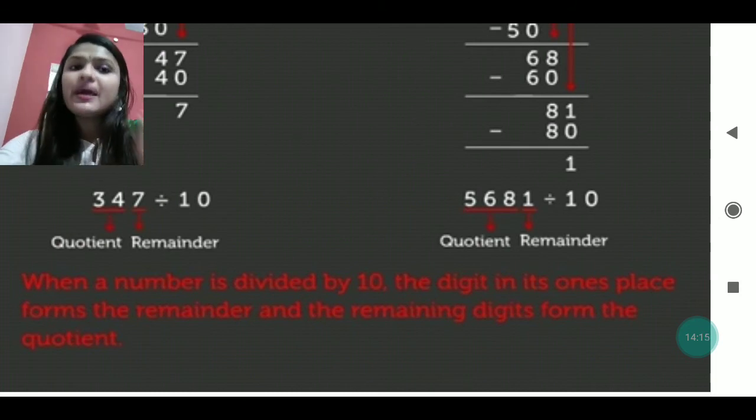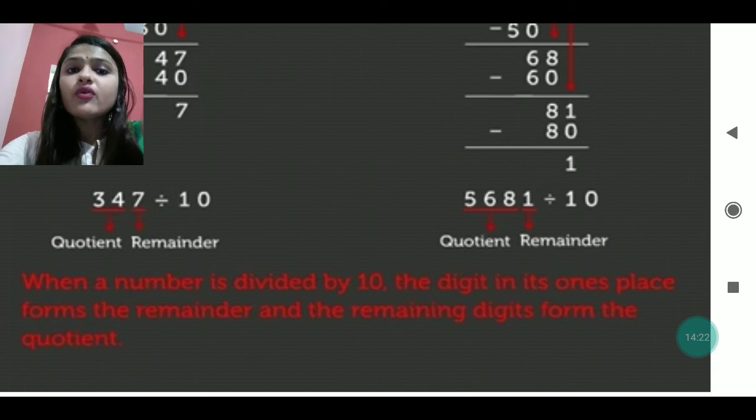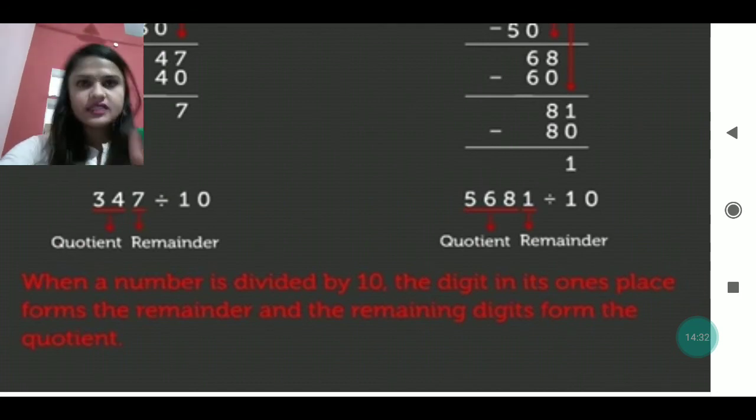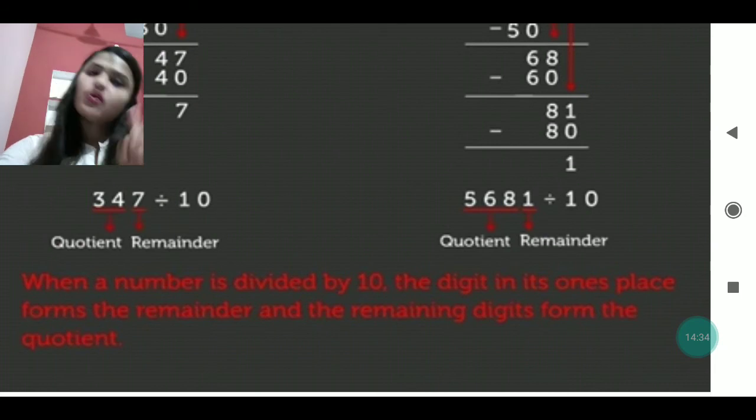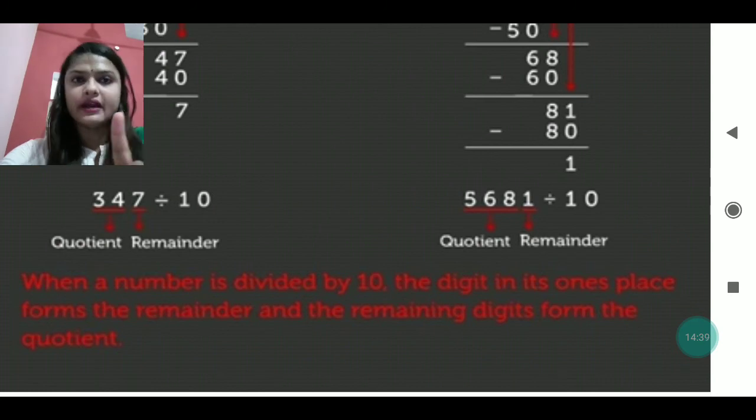When it is divided by 10, the number written at the ones place, we have already completed the place value. So the number written at the ones place forms the remainder. If 0 is written at the ones place, then 0 will be the remainder. If 6 is written, 6 will be the remainder. If 4 is written, 4 will be the remainder. Whatever is written at the ones place will be the remainder when we are dividing by 10.